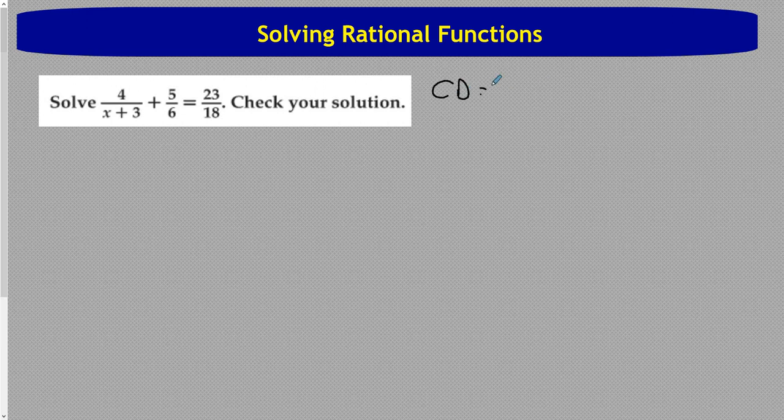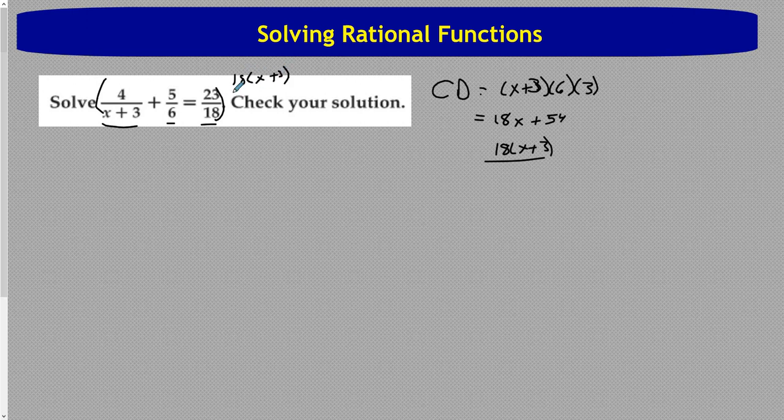Our common denominator is going to have an x plus 3 in it. It's going to have a 6 in it. And it's going to have an 18 in it. 18 already has the factor of 6, so we just need a factor of 3, because that'll give me the 18 that this guy needs, and I'll still have the 6 that this guy needs. So my common denominator is 18 times x plus 3. That might be an easier way to look at it. So let's multiply this entire equation by 18 times x plus 3.